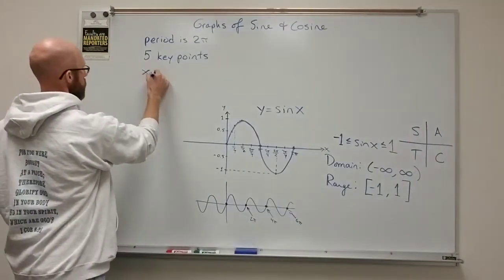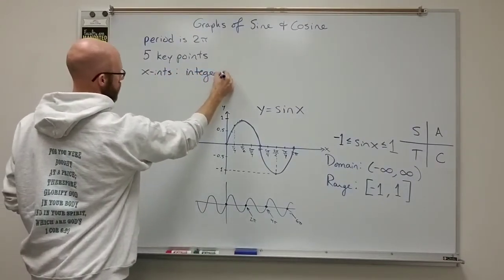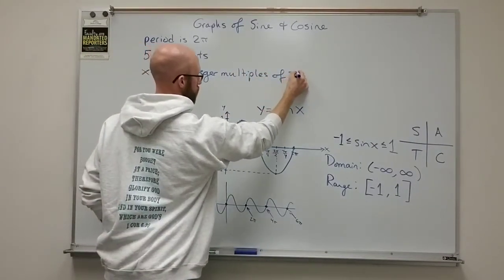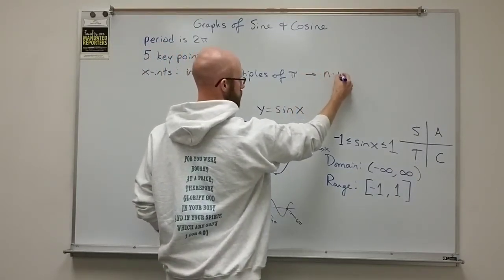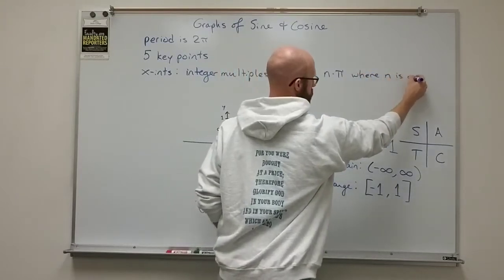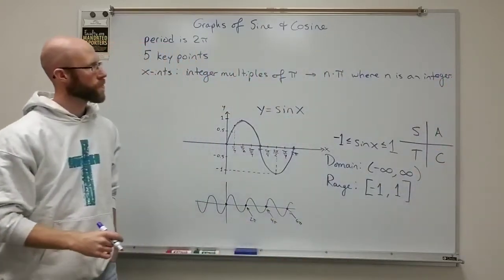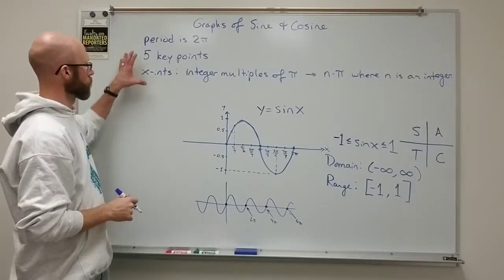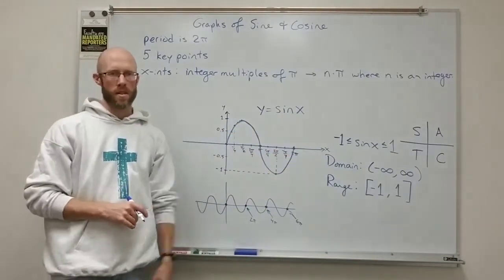Okay, so the x-intercepts are going to be integer multiples of pi, or the way that we usually represent that is n times pi, where n is an integer. Okay, so n times pi where n is an integer. Again, we're really focusing on the sine itself, sine of x, sort of our basic sine function.